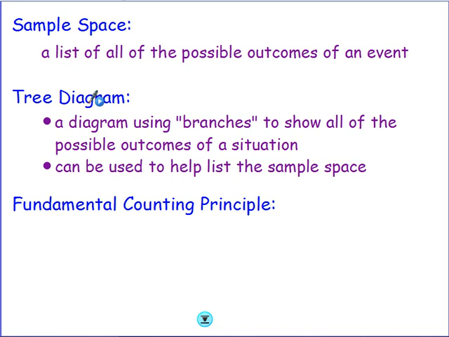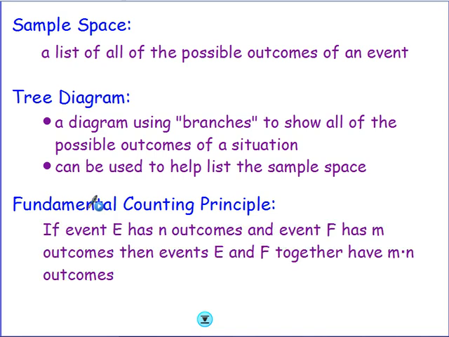The fundamental counting principle. If one event E has N outcomes and another event F has M outcomes, then if I ask you to do E and F together, they have M times N outcomes. So you simply take the number of outcomes of each event and you multiply them together. Very, very easy.